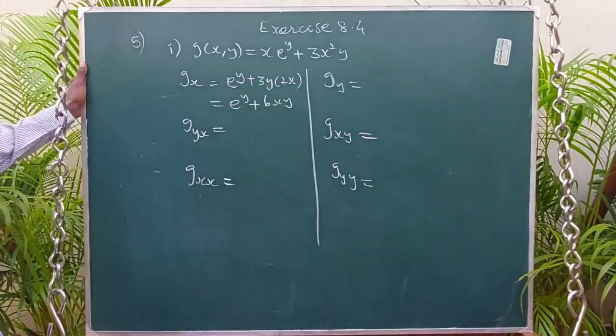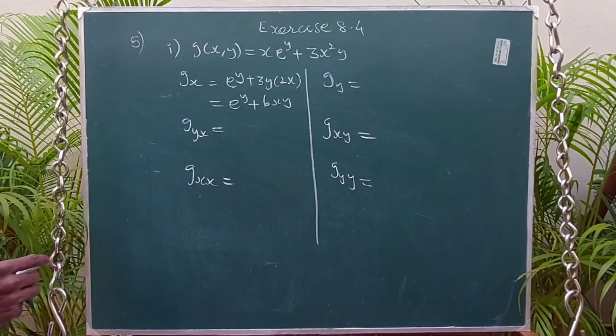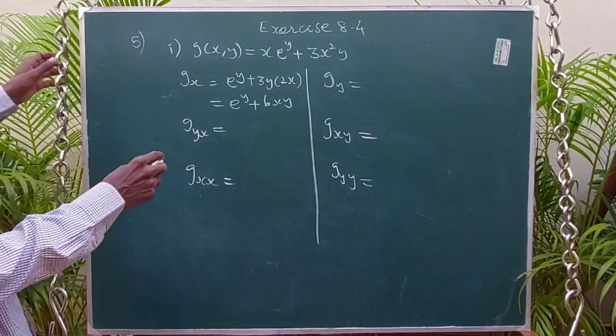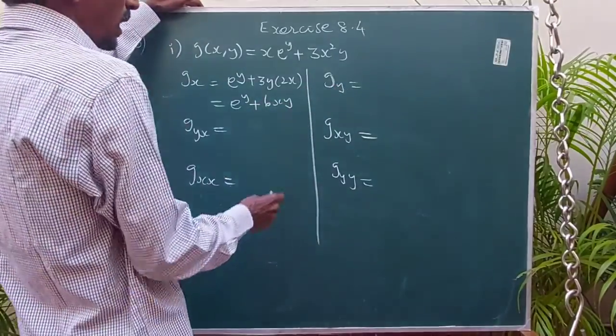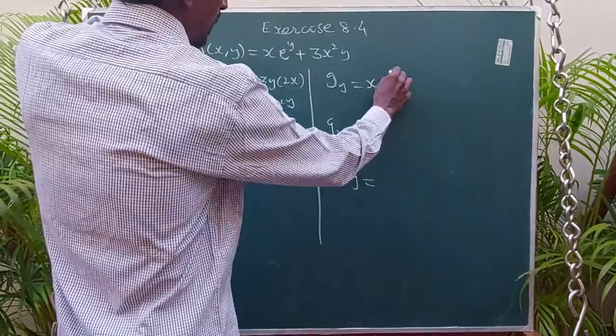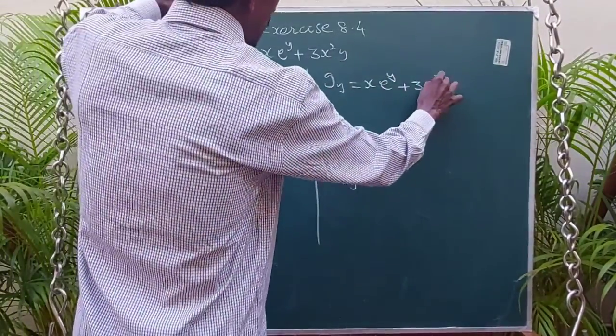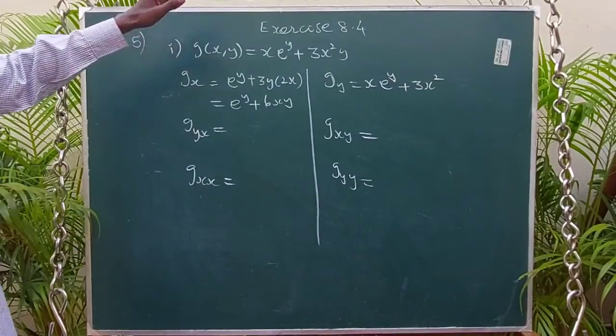So we are getting g of x as e power y plus 6xy. And g of y means with respect to y, imagine x as constant. So x is a constant, e power y differentiation is the same, e power y. And plus 3x square is a constant, differentiation of y is 1.